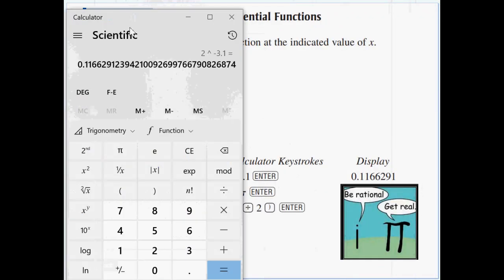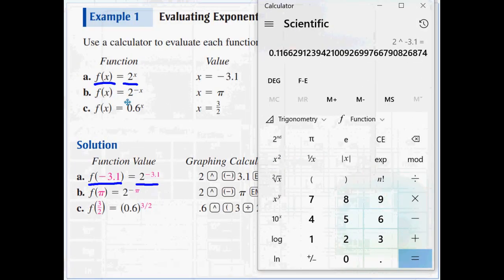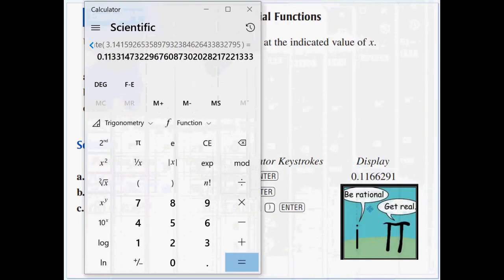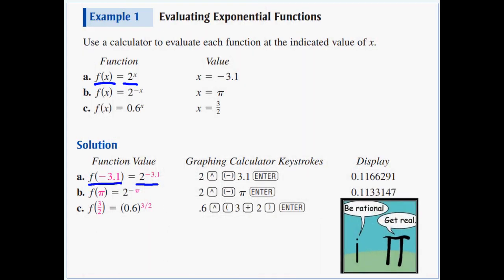Next, we've got 2 to the negative x power, or x is going to be pi, so that's 2 to the negative pi power. Let's see here, so we'll do 2 x to the y power. Now our exponent, we're going to make that pi, and they do want it to be negative pi, and enter. 0.1133. There it is.